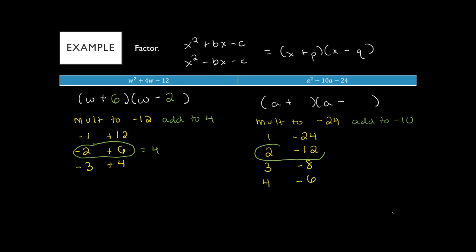The correct set is 2 and negative 12, because we have to make sure we have the signs right. 2 minus 12 gives you negative 10. So I have to make sure that the minus sign goes with 12, and then the positive goes with 2. And that will give me my pair of numbers here.